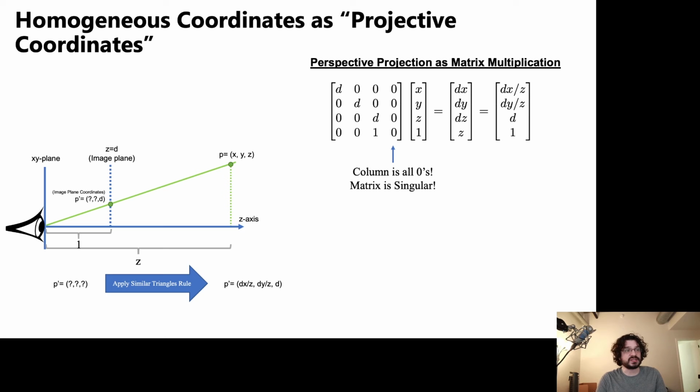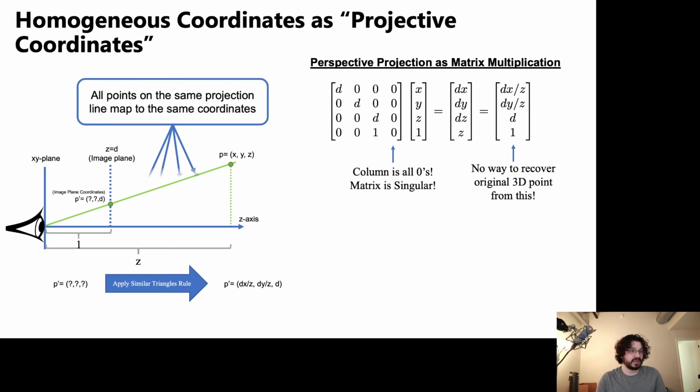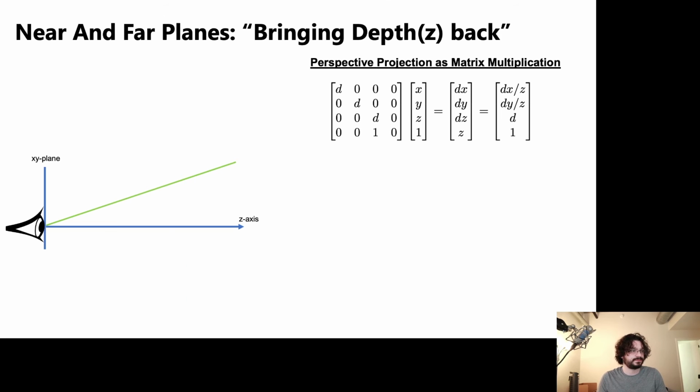But this rank deficiency means that once we have homogenized a point, we have no way of knowing what its original coordinates were, which is problematic because, again, we may have multiple objects that project to the same pixel, and we want to be able to identify the closest of those objects so that we can have it obstruct the objects that are behind it. So what can we change to bring depth back?